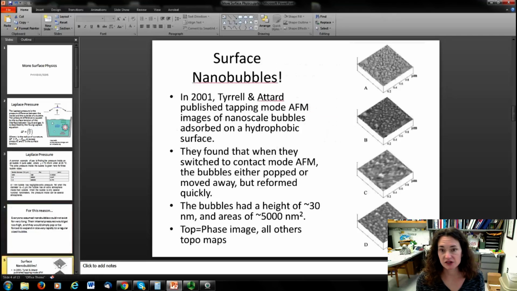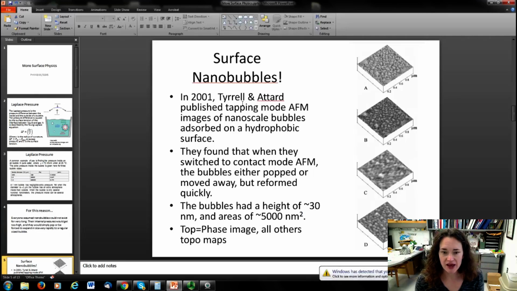And in 2001, this group, Terrell and Attard, published tapping mode AFM images of nanobubbles, nanoscale bubbles, on hydrophobic surfaces. So the bubbles were actually being imaged here. And they found that when they switched to contact mode AFM, when they just pushed down, the bubbles went away. They either moved them out of the way or they popped them. They weren't really sure. But when they switched back to tapping mode and just gently tapped the surface, within 10 or 20 minutes or so, the bubbles reformed or moved back into the imaging window.